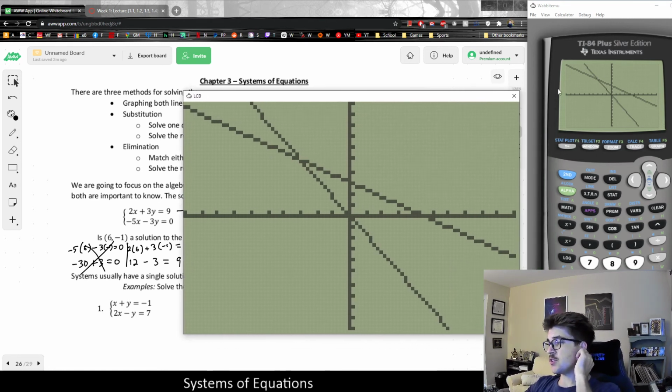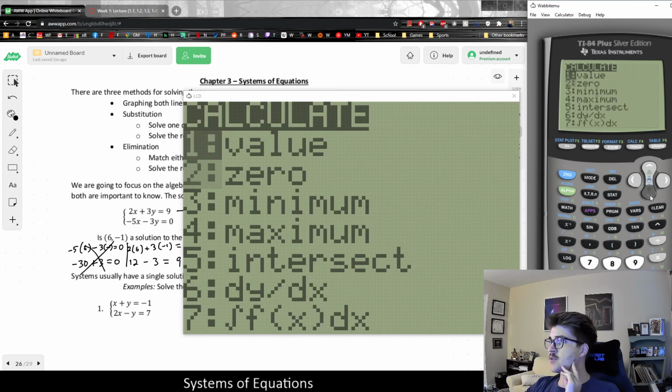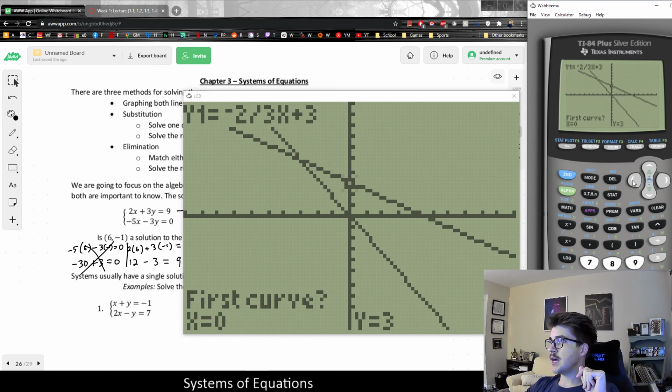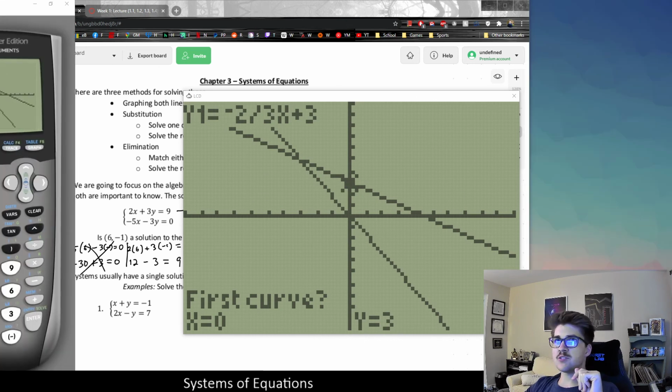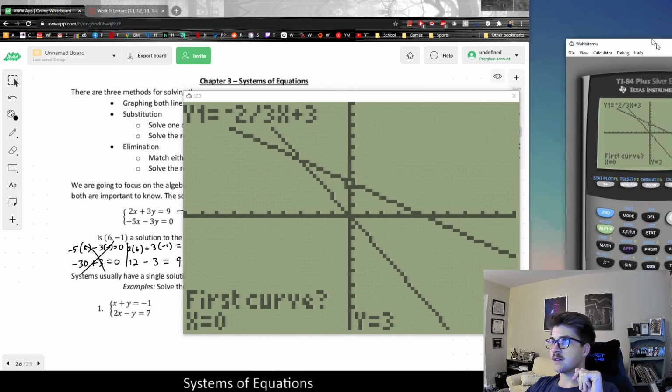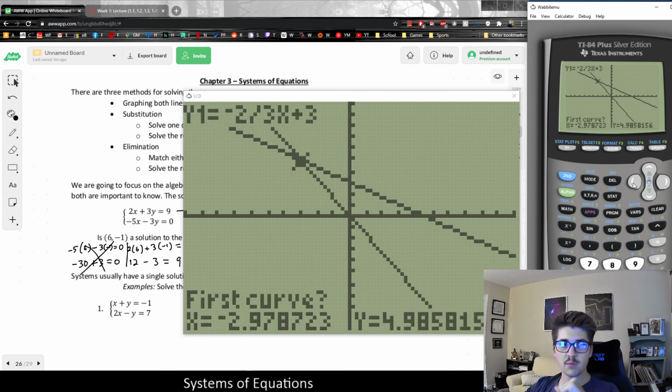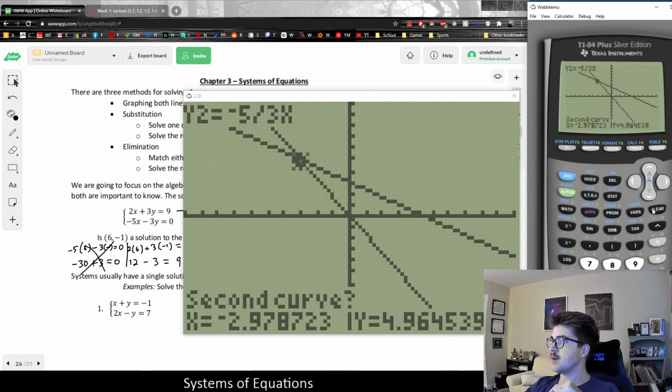But basically, I wanted to show you that you can find a point of intersection by going into second trace, which is the calculate menu. And notice that number 5 is called intersect. Basically, you can find the point of intersection between two different curves. When you do that, it will ask you for the first curve. You just want to move the blinking cursor as close as you can to the point where they cross. Then if you hit enter, it will ask the same thing for the second curve. You hit enter again, and then hit enter again.